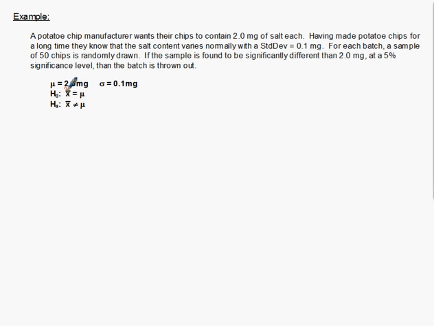So let's list off what we know. We have our population mean. This is the target that the company wants, and this is the population standard deviation. We have our null hypothesis. Whenever we take a sample of 50 chips, our null hypothesis is going to be that the sample mean is not significantly different than the population mean. The alternative is that it's not the same, which means this is a two-tail alternative, because whether the chip has too much or too little, in both cases we want to throw the batch out.